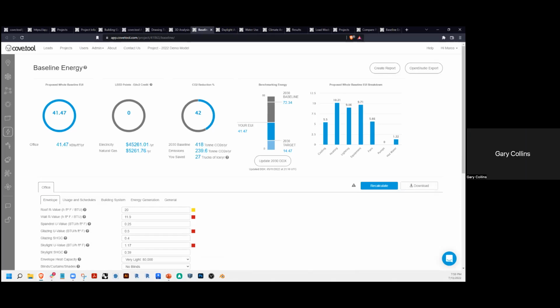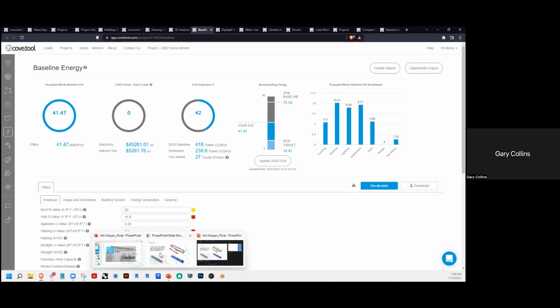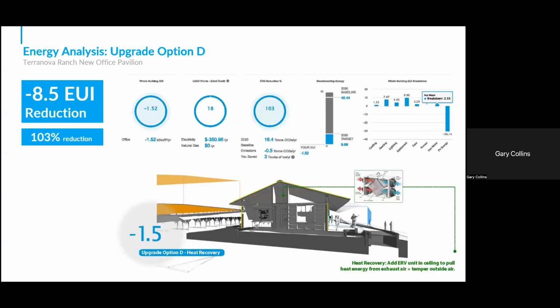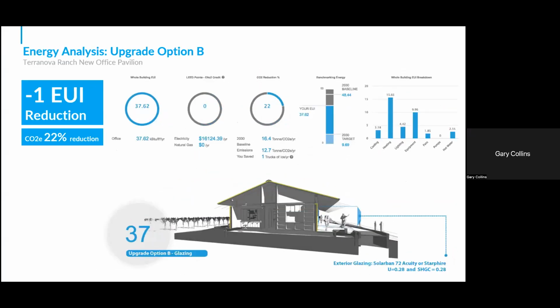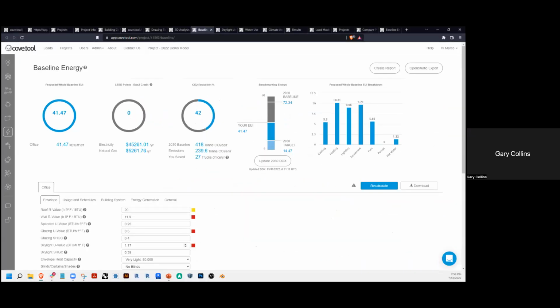Marco? Yeah, go for it. Gary Collins. Gary? There's a lot of beautiful graphics being flashed here. I'm wondering if this is a program you sell that architects can learn to use, or a service you provide where the architect's work is sort of plugged into it.